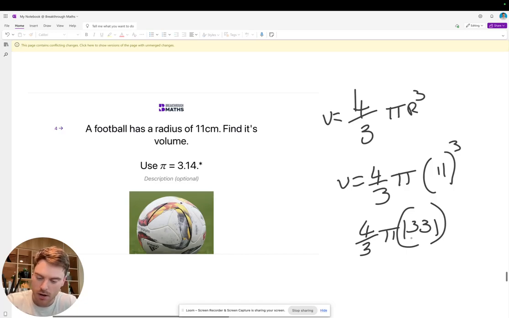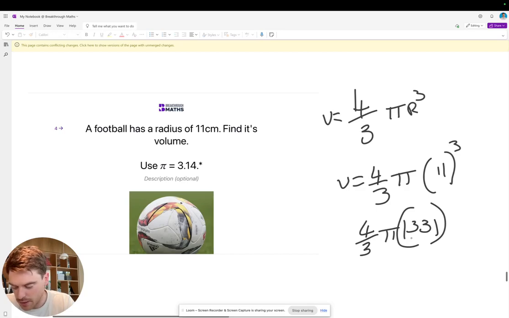4 over 3. Oh, they don't make fractions any easier anymore, do they? Multiplied by 4 over 3. Oh no, my calculator's taking a fit. Anyway, how do we work it out? Basic scientific. My calculator's having fun.